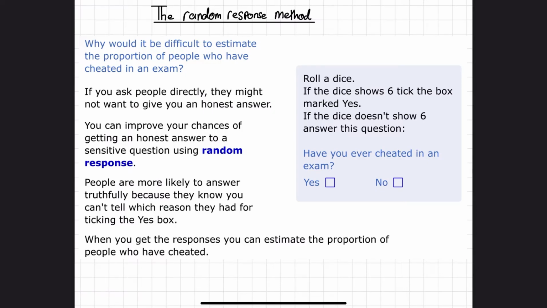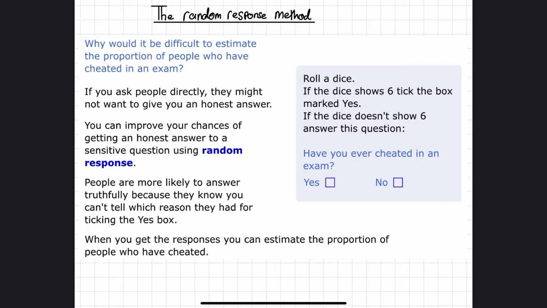And this random response technique that we're going to look at in a second will help, hopefully, reduce the amount of people who lie when you ask them these sort of questions. The reason they're less likely to lie is because if you use this type of method, a random response, you're not able to tell if someone, for example, has cheated in an exam or they've just ticked yes because they were told to tick yes. That will make more sense in a second.